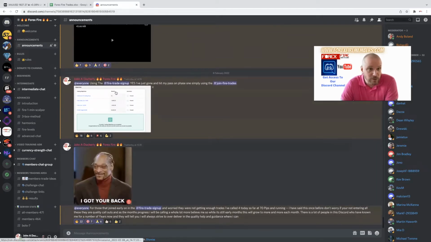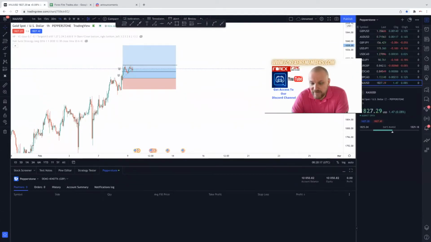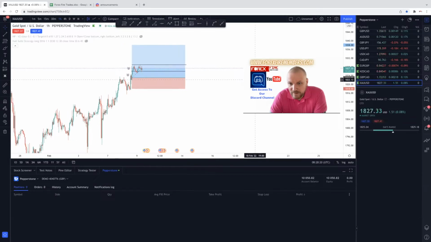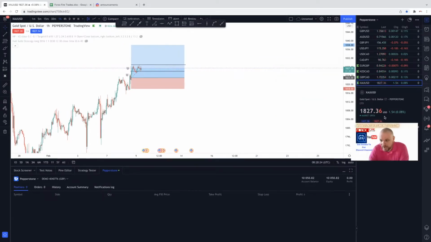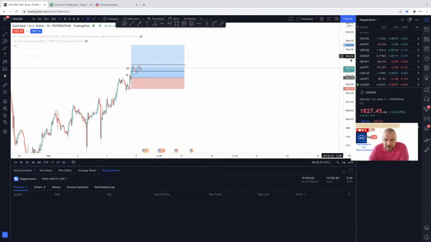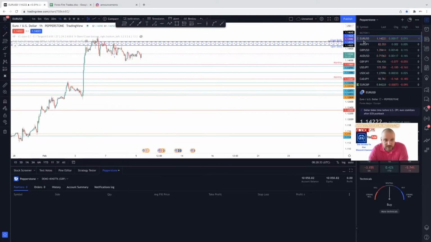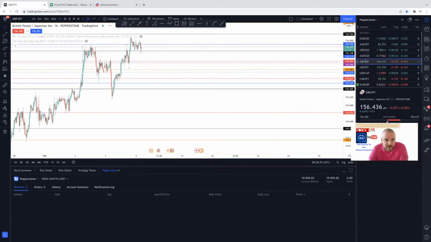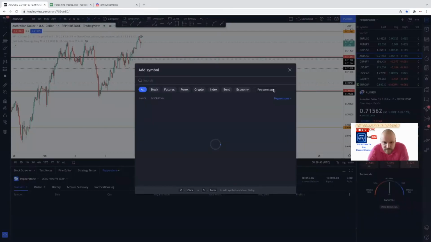So what we're going to do today, I'm just going to go on to here, and we're going to have a look at how I generally set up the trades, or how I set up the deal looking at the charts. So just going to have a look at GBP USD, Euro USD. Is there anything on here that I haven't got marked up at the moment? Let's have a look.